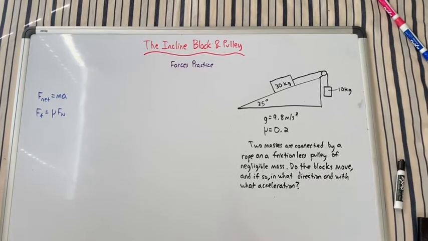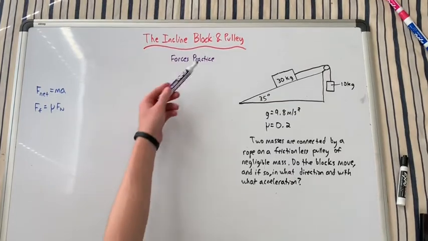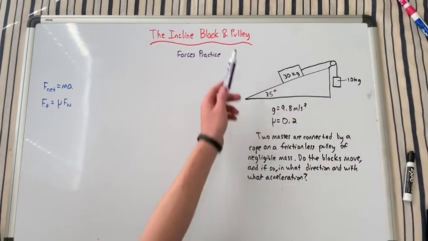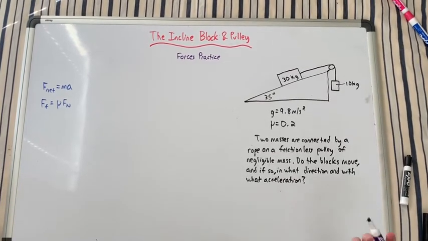All right, welcome back, guys. So now we're going to be doing another incline block problem. However, this is going to be an incline block problem with a pulley and also a problem that takes friction into account, okay? So here's the scenario.